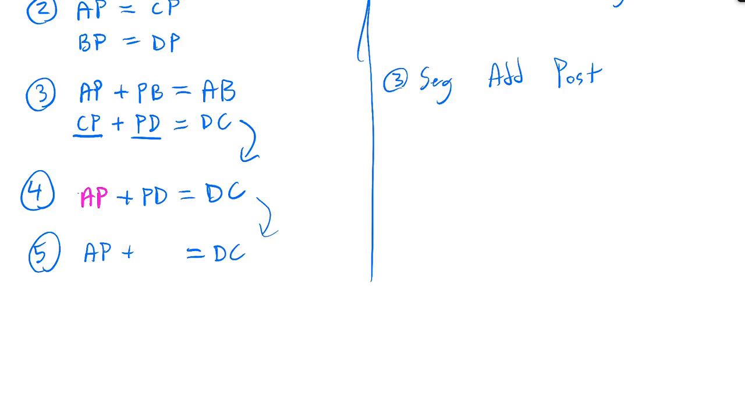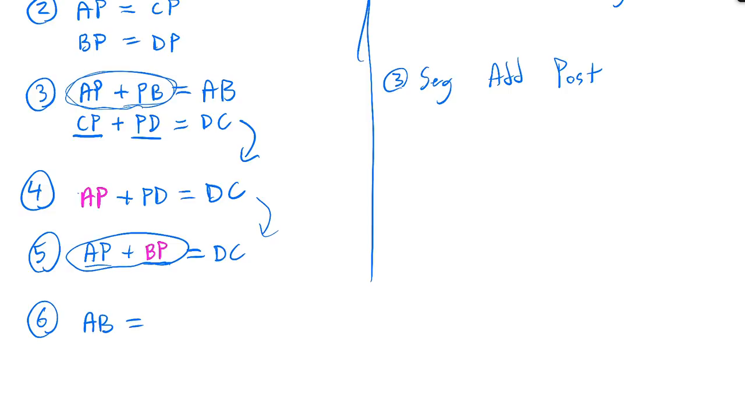Well, PD or DP are the same length, right? The distance between 2 points doesn't matter forwards or backwards. It's the same. I'm going to put in a BP there. I replace that one. And now we have AP plus BP. Why, that's the same thing we have up here. So now we can say, since DC is equal to this and AB is equal to this, that AB equals DC.